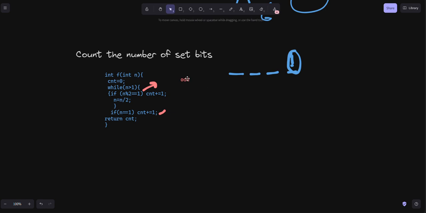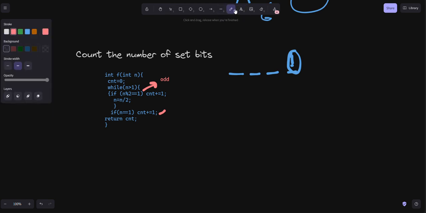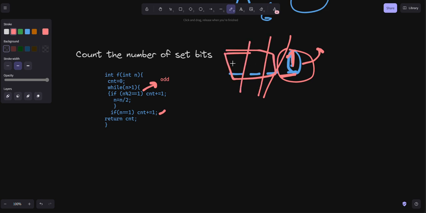In every odd number, the last bit would be the set bit. If it is odd, it will have a 1, and then you will increase the count variable. When I'm doing n is equal to n by 2, I'm cutting this number and considering the rest, and then again I will cut this, and the last one will be left. So that's the basic brute force method or basic code right now.